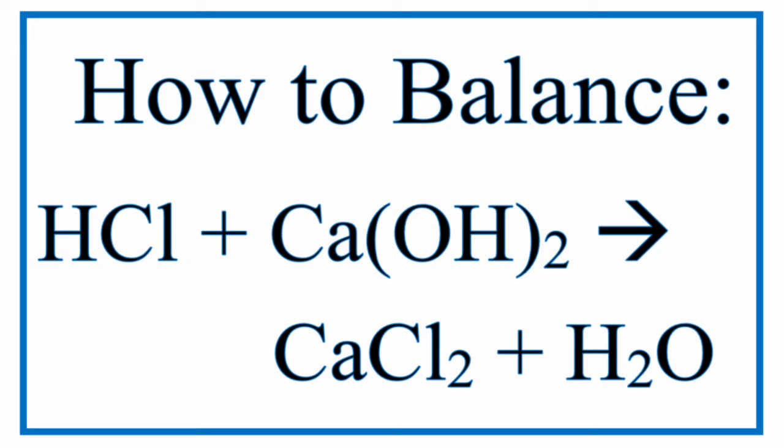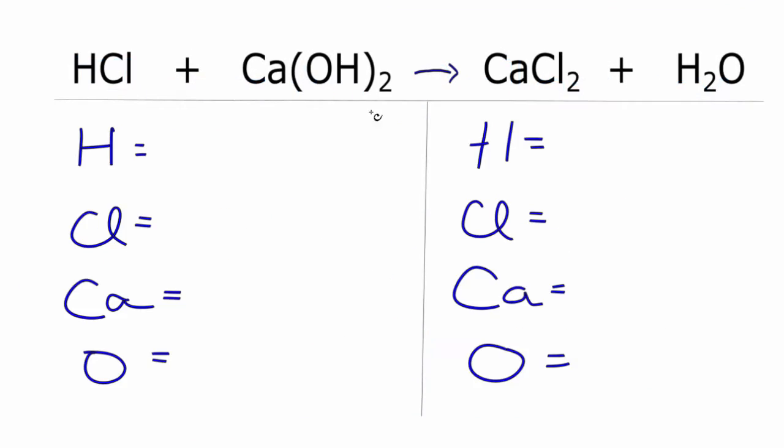To balance the equation, hydrochloric acid plus calcium hydroxide yields calcium chloride plus water. Let's count up the atoms on each side of the equation. So I have one hydrogen atom, but don't forget we also have hydrogen atoms over here. And this is where people start to have problems.